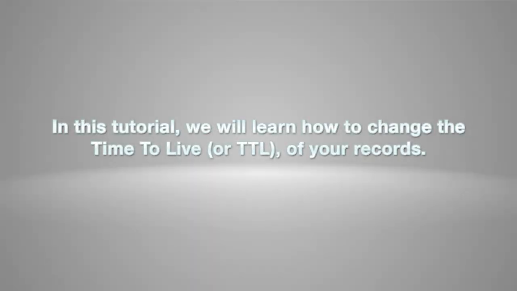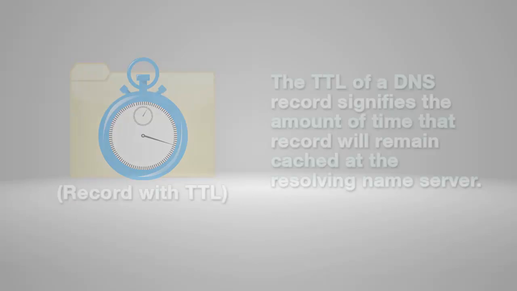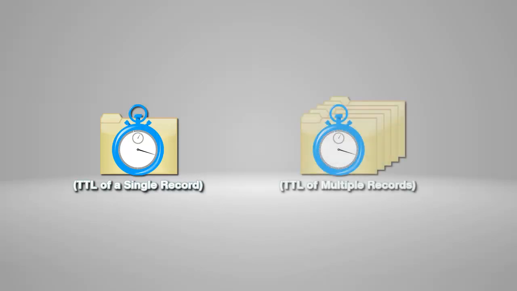In this tutorial, we will learn how to change the time to live, or TTL, of your records. The TTL of a DNS record signifies the amount of time that record will remain cached at the resolving name server. The two methods for modifying your TTL we are going to discuss are modifying the TTL of a single record and modifying the TTL of multiple records at a time. Click a choice above if you'd like to skip ahead to either section.